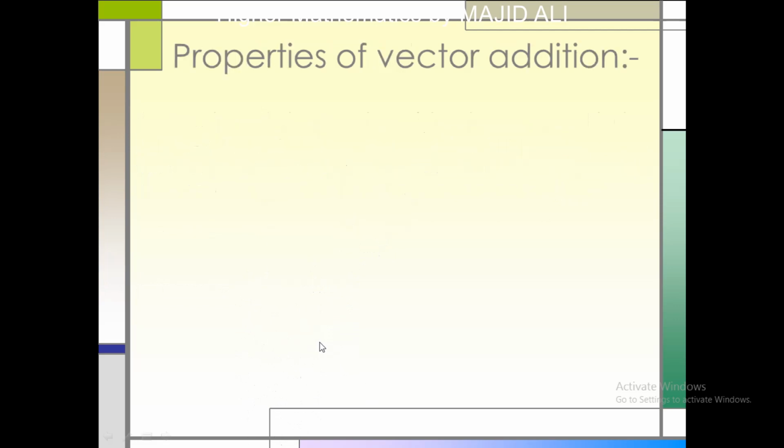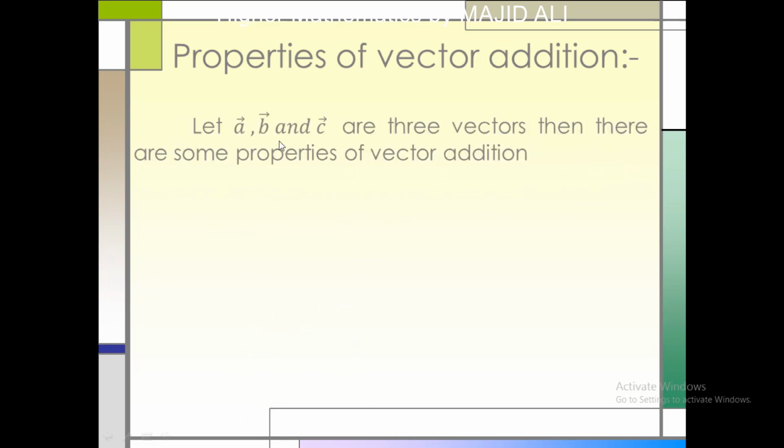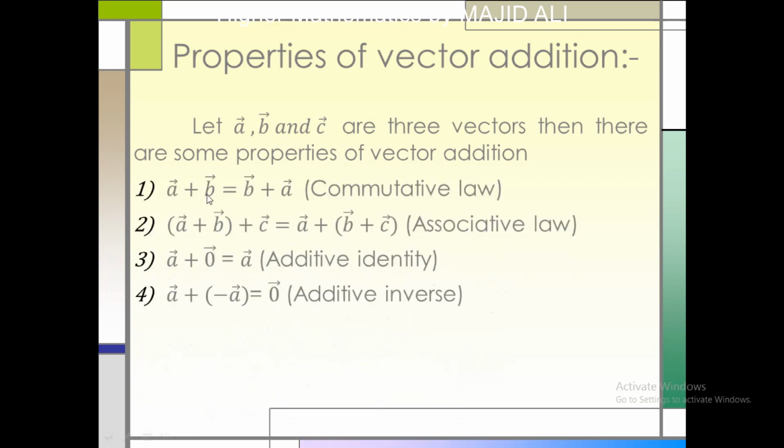Here are some properties of vector addition. We have to consider three vectors A, B and C. These are the properties of vector addition. First, vector A plus vector B is equal to vector B plus vector A. This is known as the commutative law, and geometrically we represent A plus B and B plus A. This is the law of parallelogram in geometrical representation. A plus B plus C is equal to A plus B plus C, which is the associative law of addition.